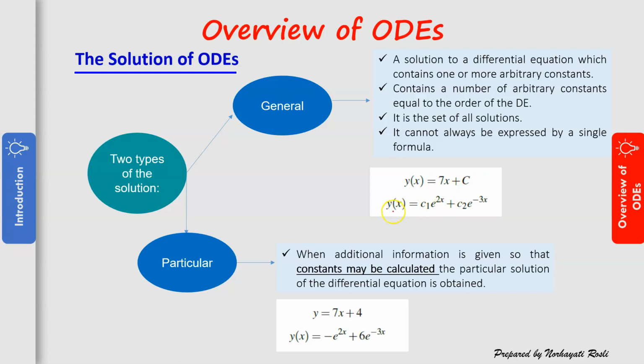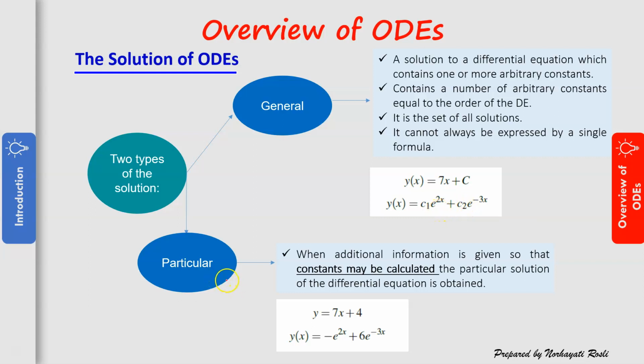And for this one, if you have y(x) equal to c1 exponential 2x plus c2 exponential negative 3x, we can say that c1 and c2 are constants for this case. And there are two constants here, meaning that the order of the differential equation that has this solution is 2.